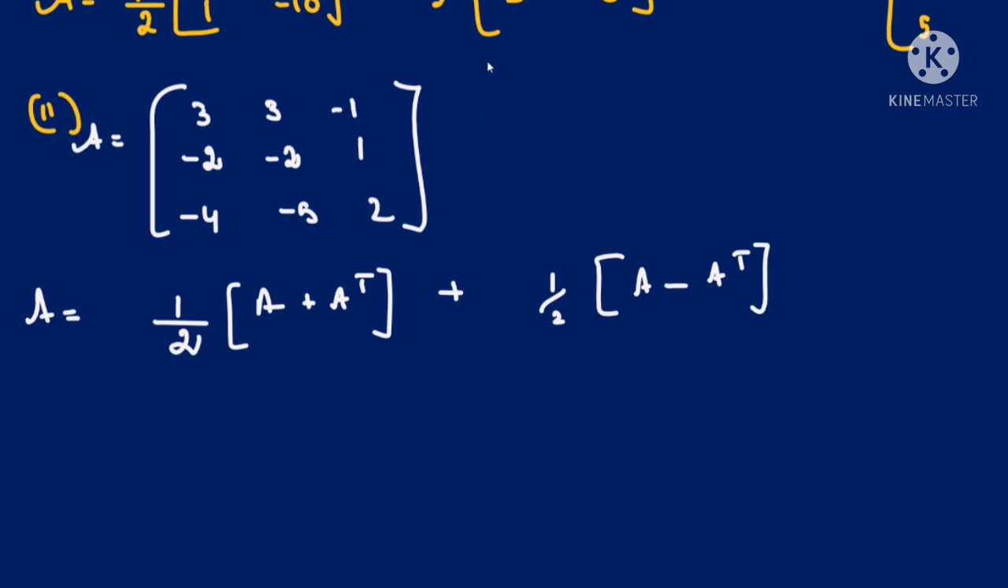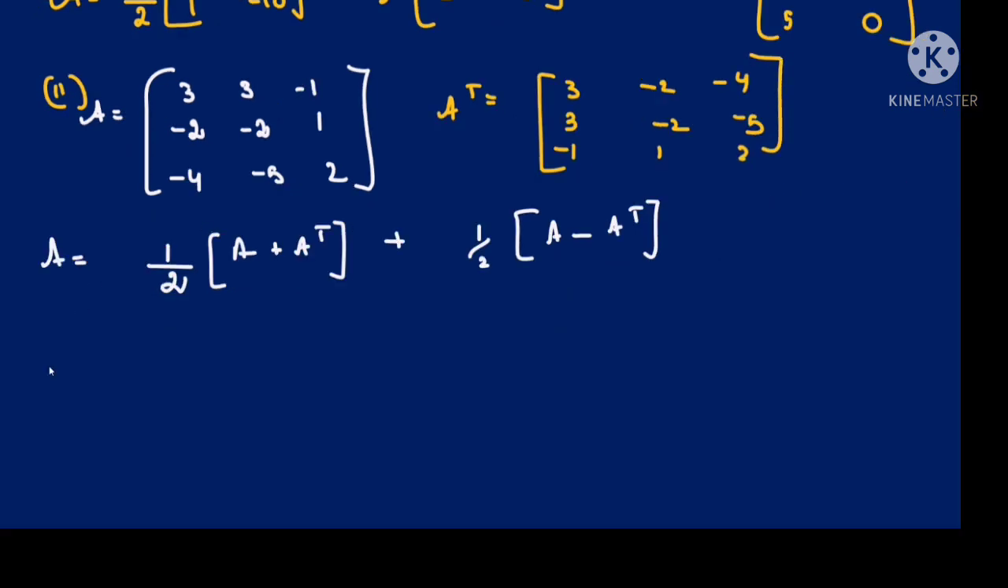So let us find A transpose. What is A transpose? 3, minus 2, minus 4, 3, minus 2, minus 5, minus 1, 1, 2. Now add them and write here half, add. What do you get? 6, 1, minus 5. Minus 2 plus 3, 1. Minus 2 minus 2, minus 4. 1 minus 5, minus 4. Minus 4 minus 1, minus 5. Minus 5 plus 1, minus 4 plus 2, 4.